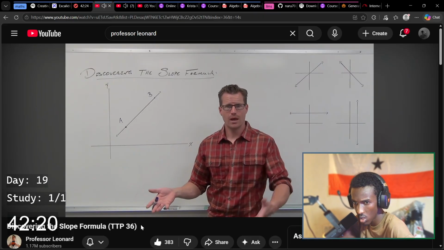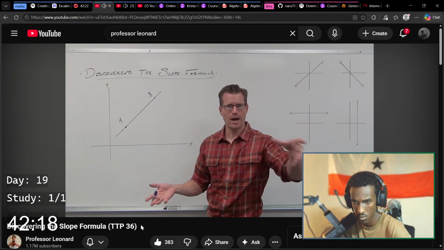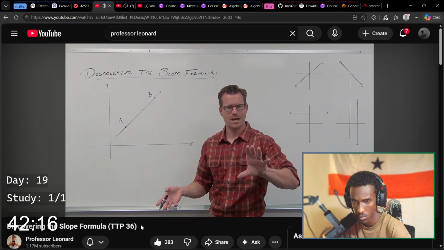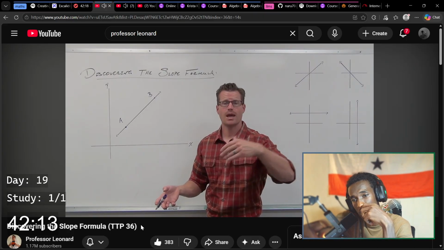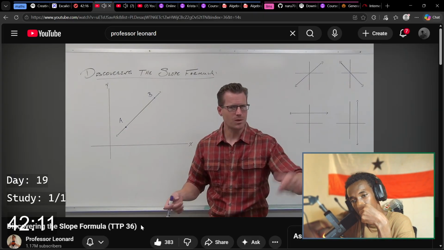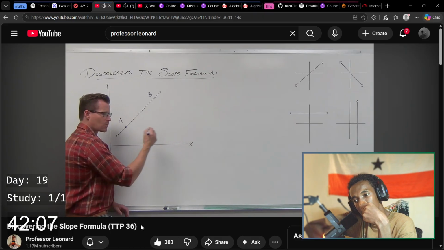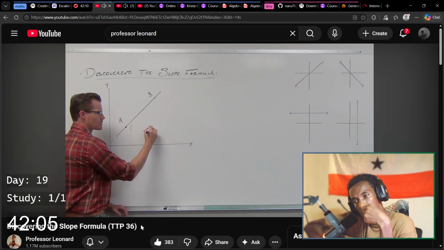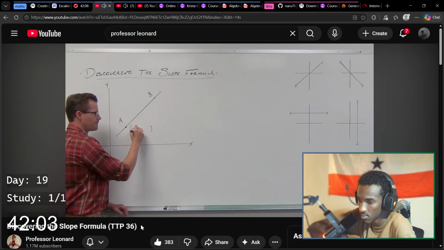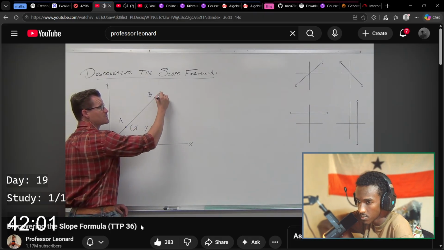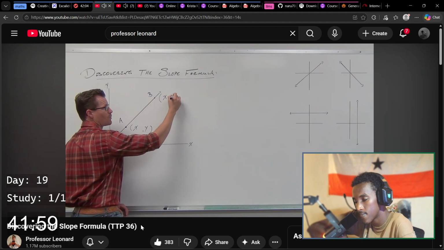Yeah, 2. They got 2, and X comes first, and Y comes second. So every point ever has an X coordinate and a Y coordinate. Let's put those up there. So if every point ever has an X coordinate and a Y coordinate, that means A has an X coordinate and a Y coordinate. And that means B has an X coordinate and a Y coordinate.